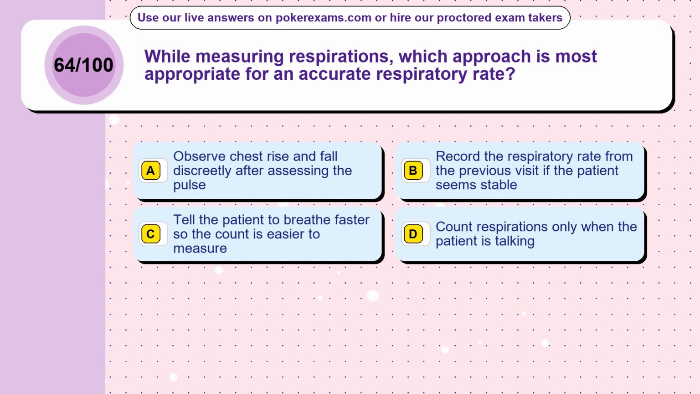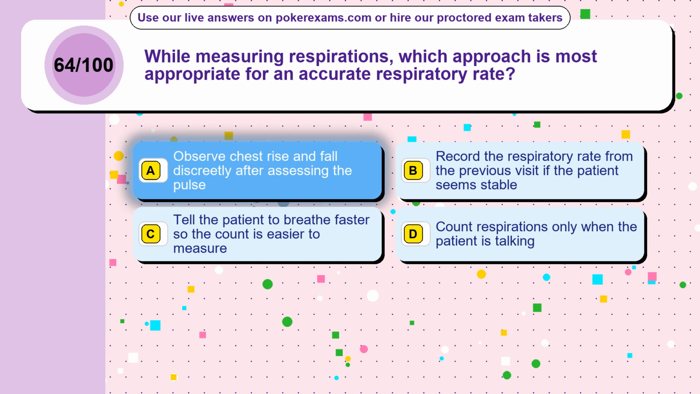Question 64. While measuring respirations, which approach is most appropriate for an accurate respiratory rate? Option A. Observe chest rise and fall discreetly after assessing the pulse. Option B. Record the respiratory rate from the previous visit if the patient seems stable. Option C. Tell the patient to breathe faster so the count is easier to measure. Option D. Count respirations only when the patient is talking.